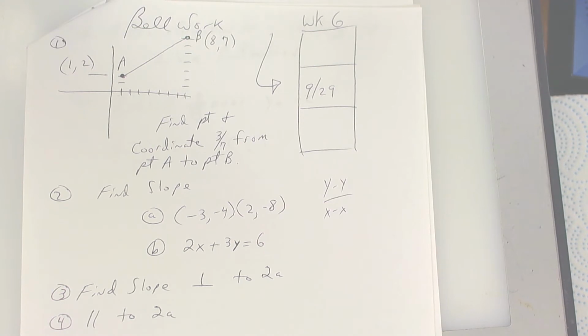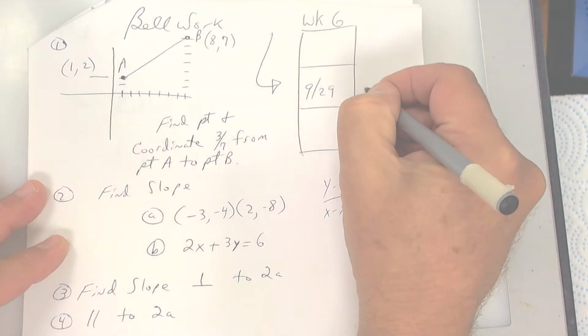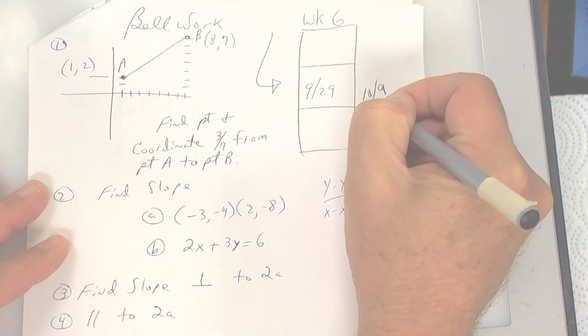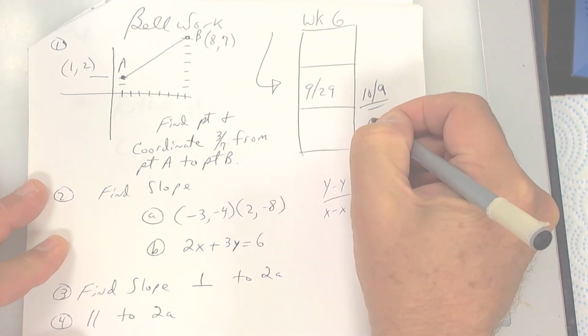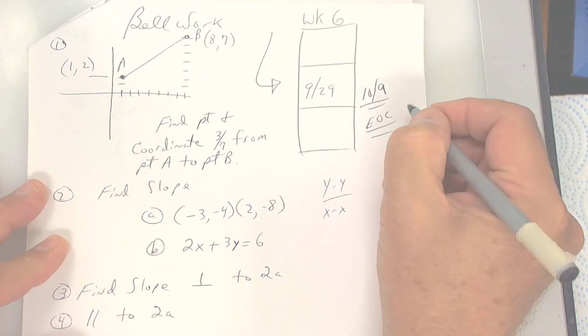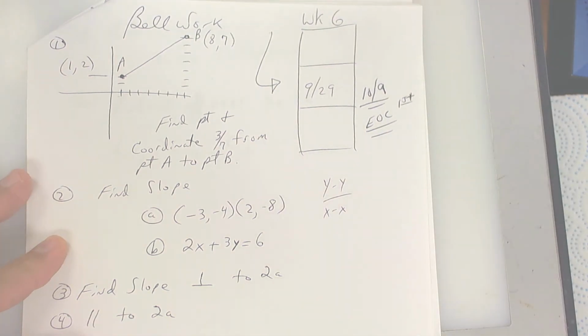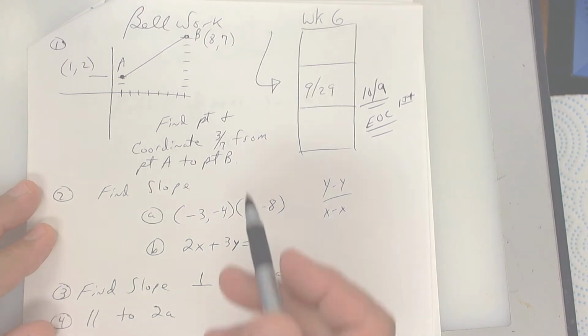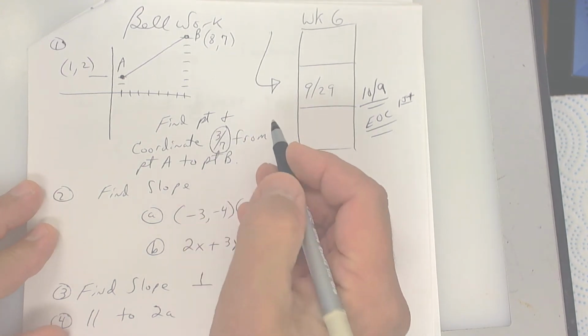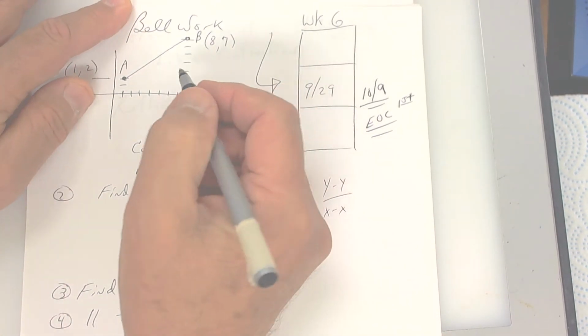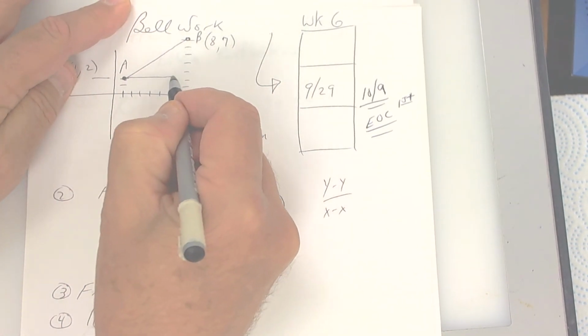Let's take a look here. So that date, I think, is 10/9, and that's going to be the EOC, and it's just the first one, okay? It's not the one that really counts. The last one really counts, but I will give you some kind of a grade. This one says find the point and coordinate 3/7 of the way from A to B. First thing you do, if you never learn these, is square this off.